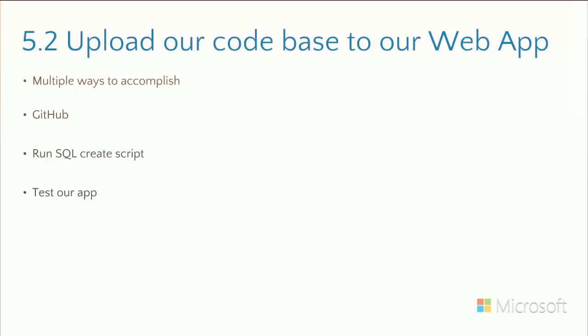Now, the second part of this is actually uploading our code base to our web app. And there's a lot of different ways to do this. There's a multitude of different ways that Azure could pull in resources, from you just uploading it through a zip file, to pushing your code out to GitHub, which is what we end up doing, or pulling it down from Dropbox, whatever it might be.